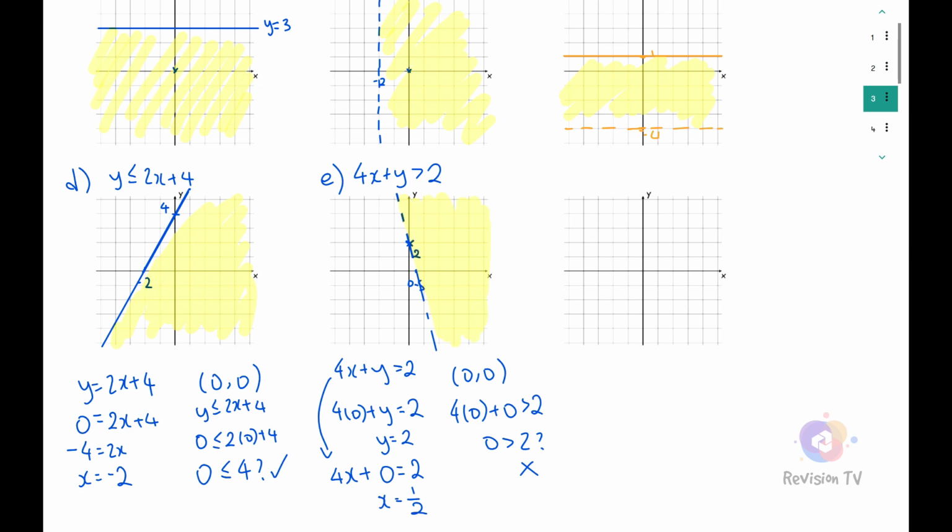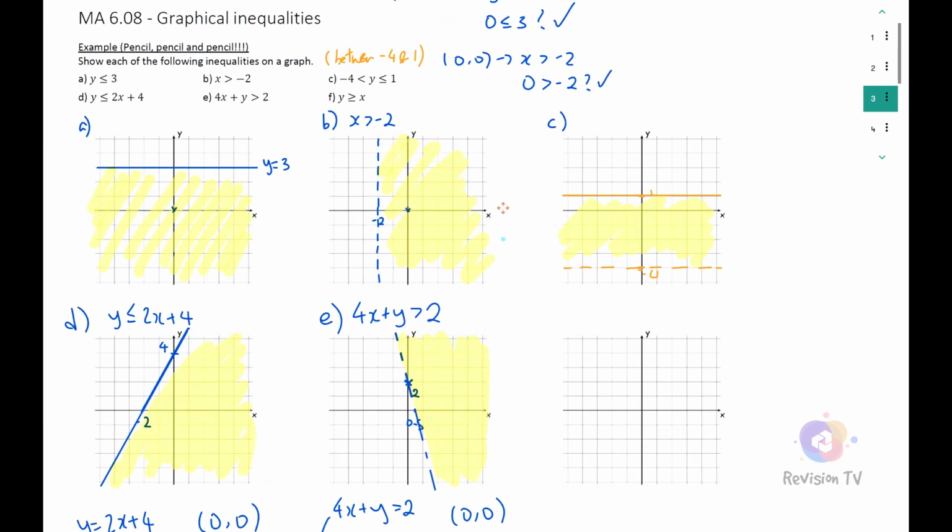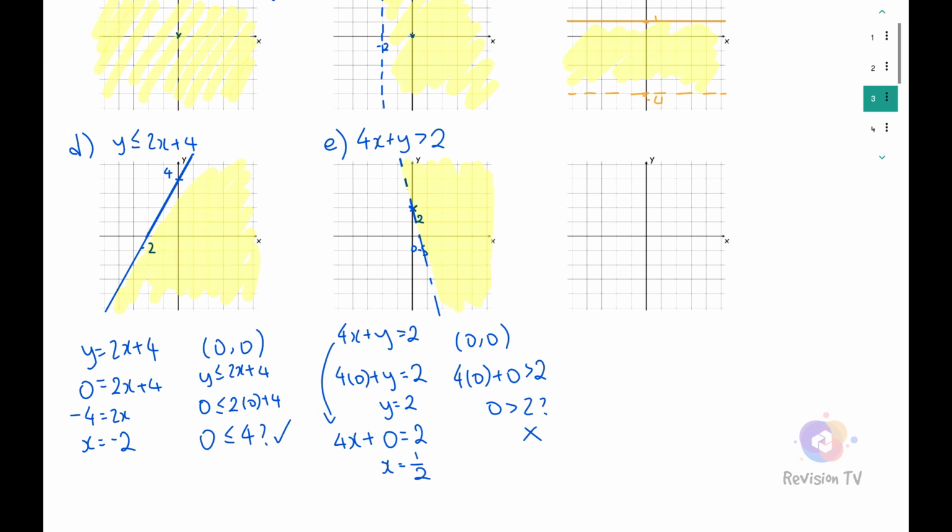Okay. Right. And then last but not least, what's the last one? Y greater equal to x. So question F, y greater equals to x. So first, draw the line of y equals x. We know that. If you've done a starter, you would have known this is the line. That's the line. Y equals x. Okay, it's a firm line because there's an equal in the inequality.